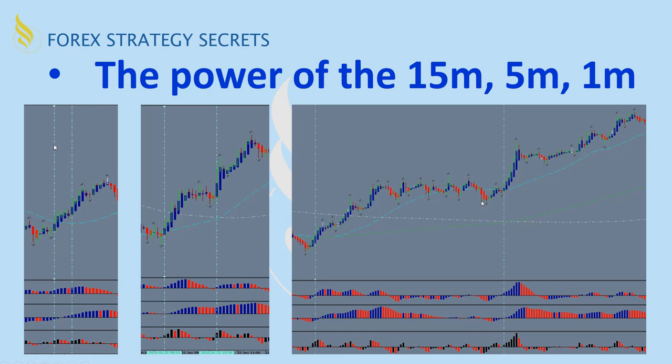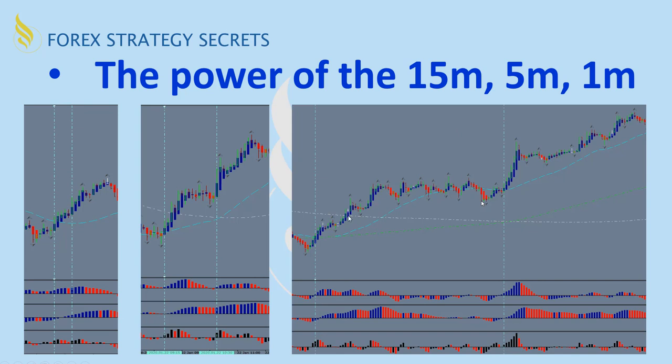On the left, I have a 15 minute chart with two vertical lines. This would be an area that the 15 minute said possibly consider trading in that direction. This is the 5 minute, the same two vertical lines, and where you might consider getting a couple of trades there. And this is what it looks like on the 1 minute.